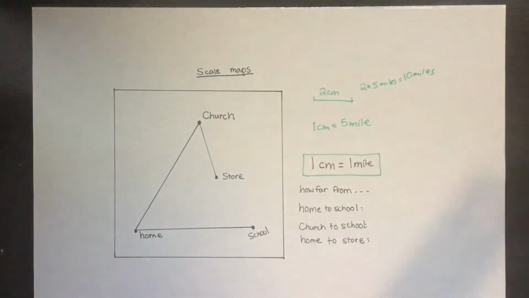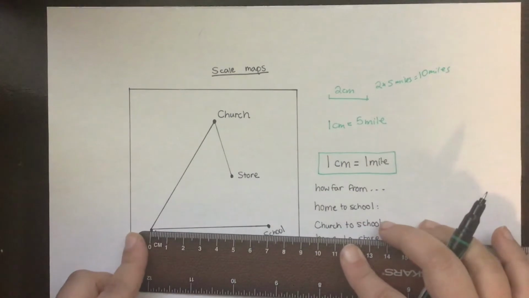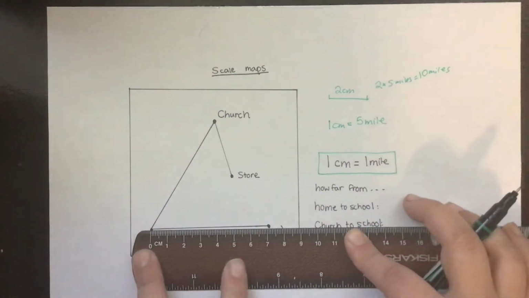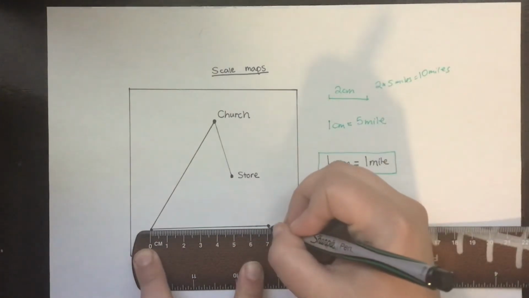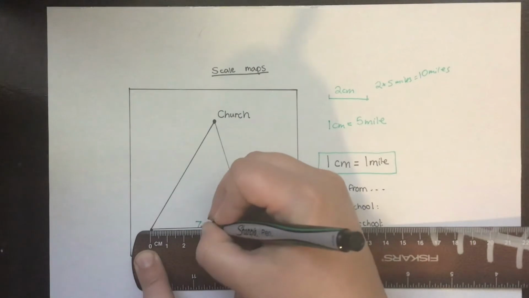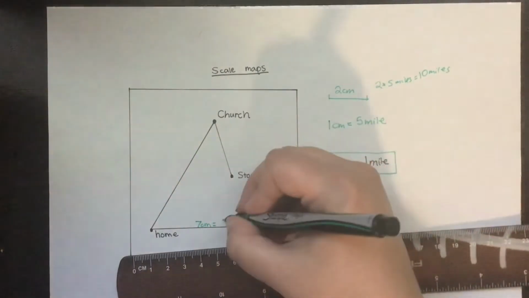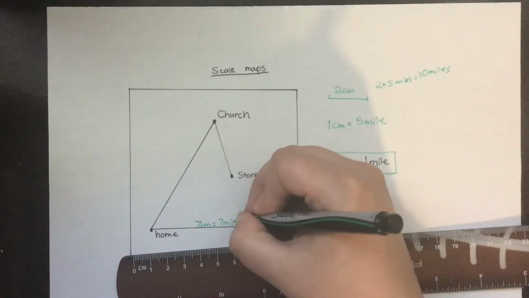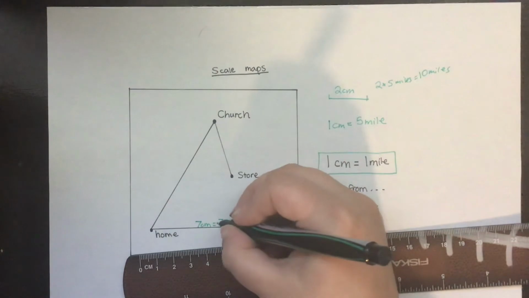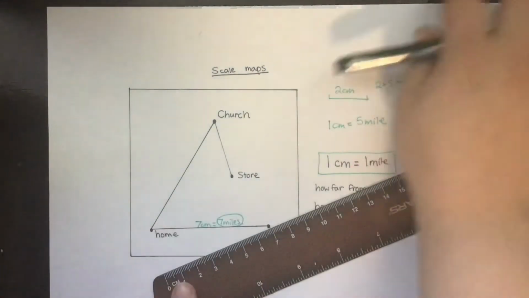So using my centimeter side, I'm going to line up the 0 with one of my points, and then I'm going to see how many centimeters it takes to get to my other one. So that looks like exactly 7 centimeters. So 7 centimeters equals how many miles? 7 times 1 gives me 7 miles. Nice and straightforward there. So that side is equal to 7 miles in real life. Let's try the next one.